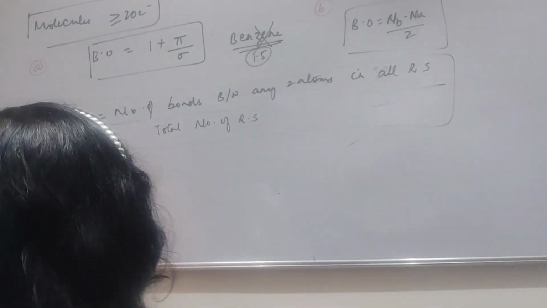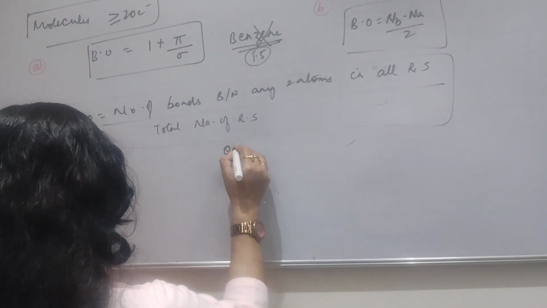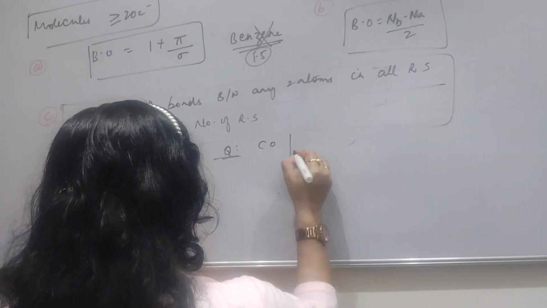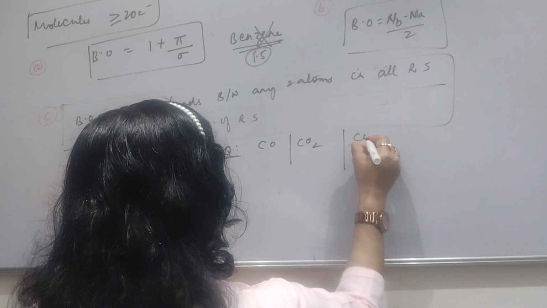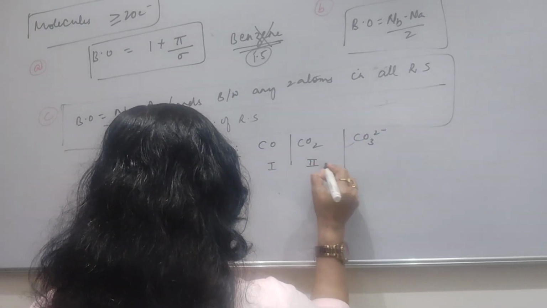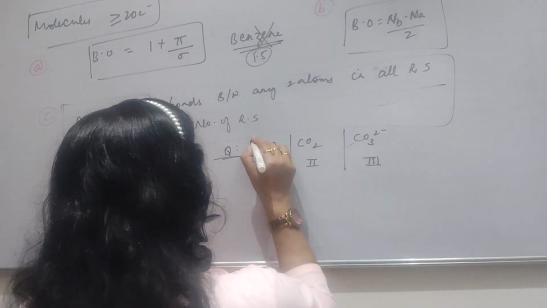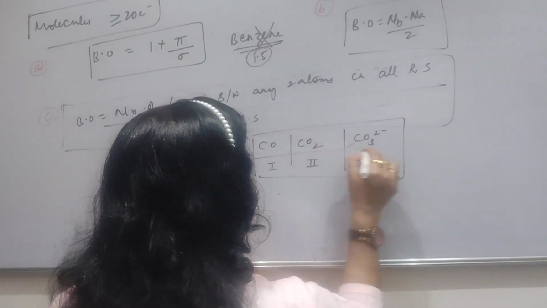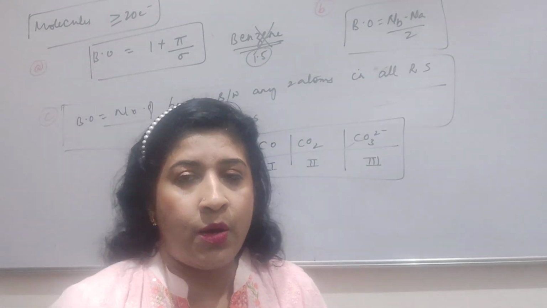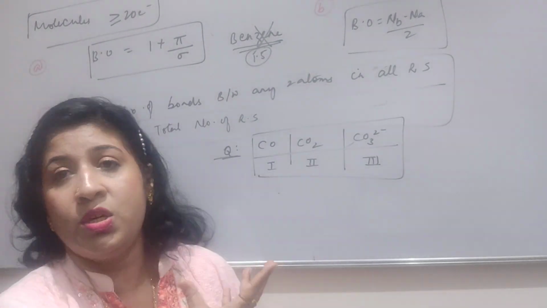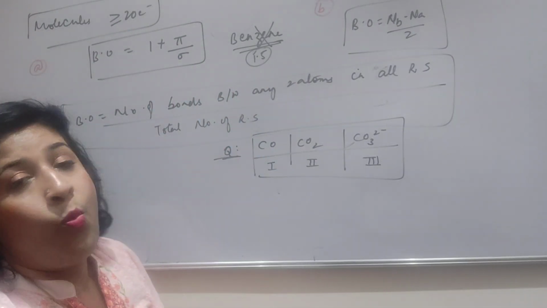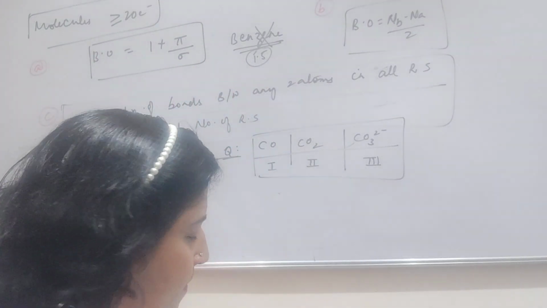Suppose there is a question: find the bond order between CO, CO2 and CO3 2 minus. Suppose this is first, second and third. If they are going to ask the question like this, you are not going to sit and try the other trick, because these are molecules which have more than 20 electrons. We are going to choose the first formula, that is 1 plus pi by sigma.